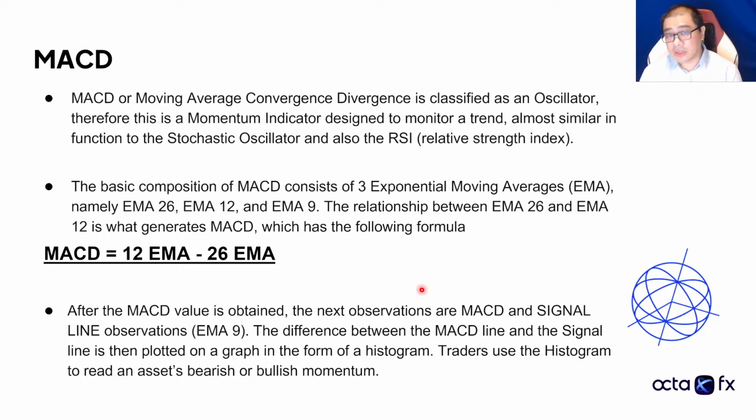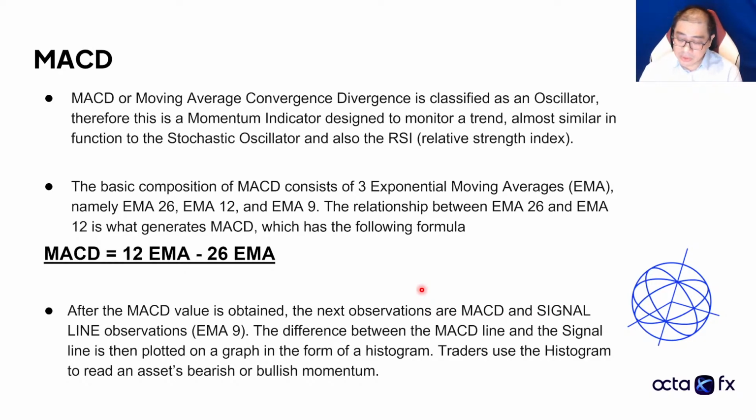Once you get the MACD value, the next observations are the MACD and the signal line. The signal line is EMA 9 applied onto the MACD, so it's applied in the oscillator window. It's not on the price chart. We'll take a look at that after this. The difference between the MACD line and the signal line, how far apart they are, is then plotted on a graph, and that forms the histogram.